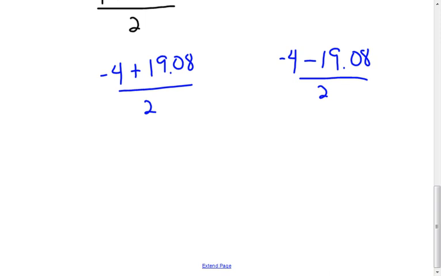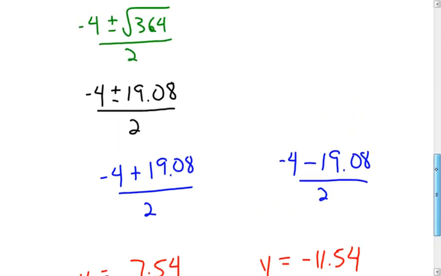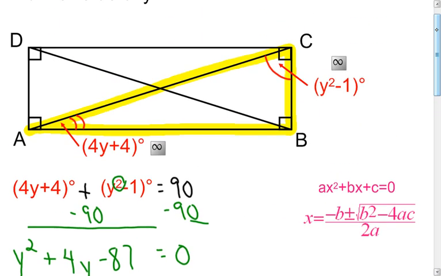And then when I do that, this first one comes out to be positive 7.54, and my second one comes out to be negative 11.54. So it appears that I have two answers. So y is going to equal this, and y is going to equal that. Now we've got to ask ourselves, do they both make sense? Come back to my original problem.